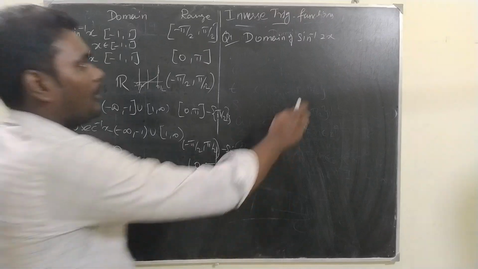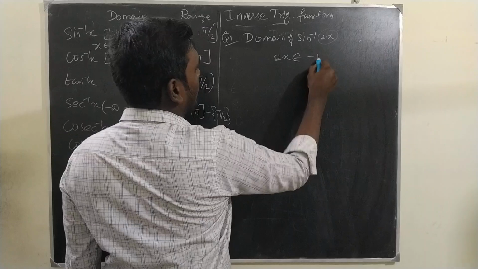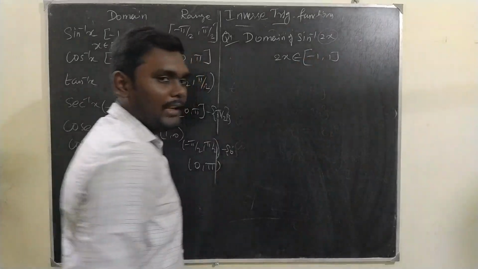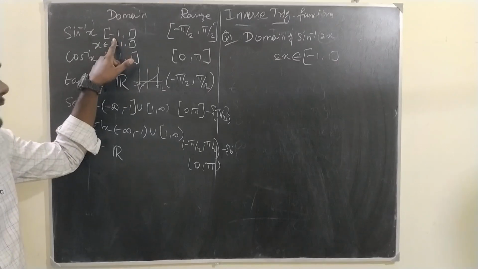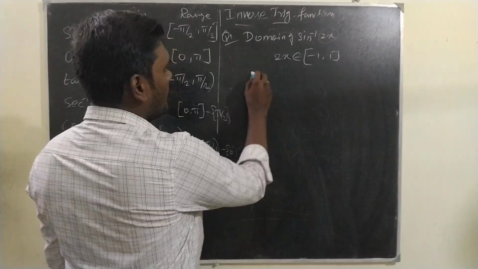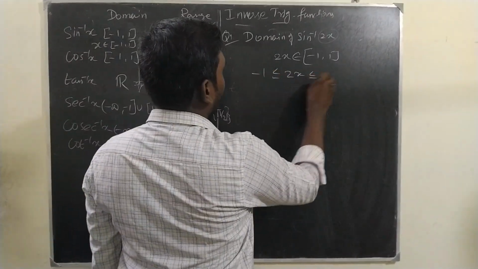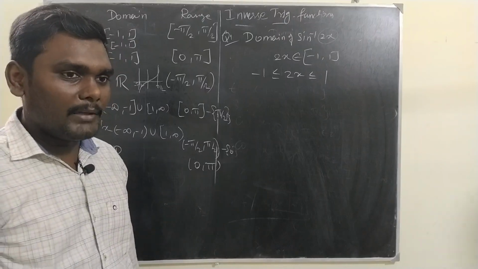So whatever comes inside, that belongs to minus 1 comma 1. That is the idea. If x belongs to this range, then only it is called a domain, right? Here 2x belongs to this. That means minus 1 less than or equal to 2x less than or equal to 1. Then we need the value of x, then only you can find the domain.